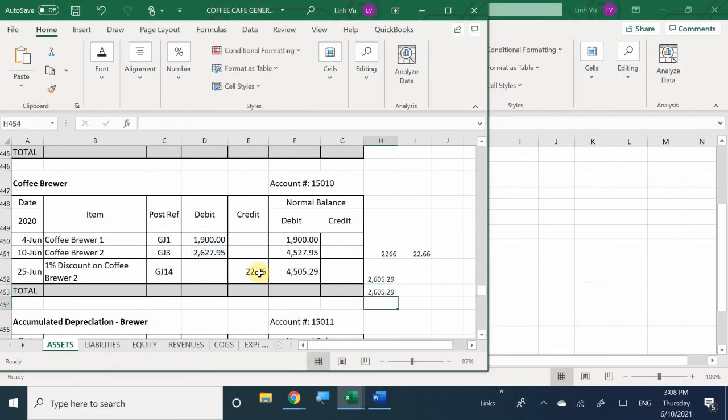What did you get? $26.50.61. Don't we just add the 1%? We don't add, right? It's a discount, so we subtract it out. Yes, we'll subtract it. So what is our total asset cost for the second coffee brewer?